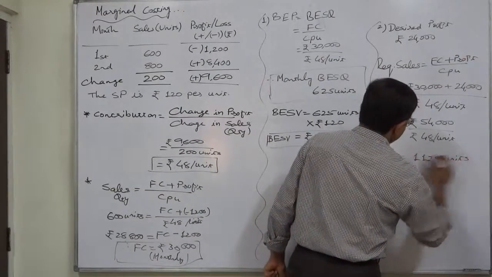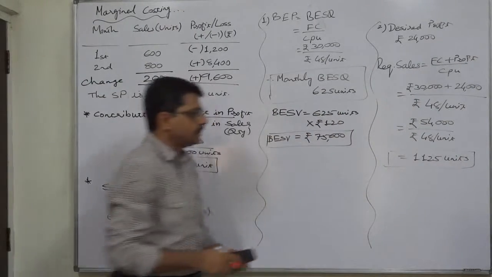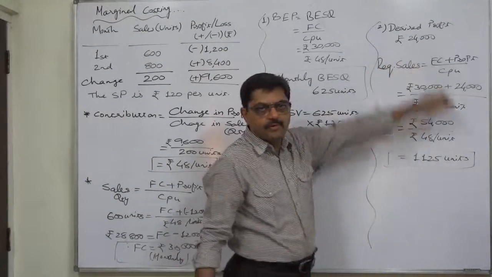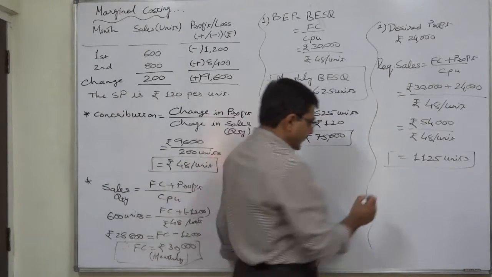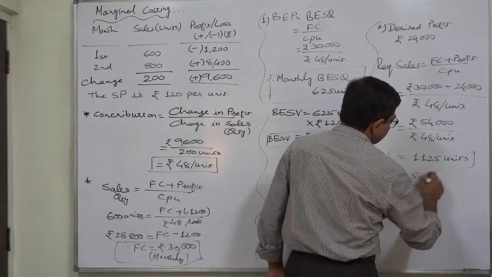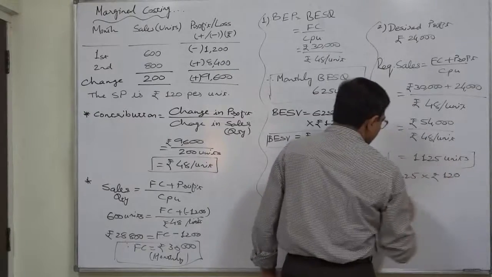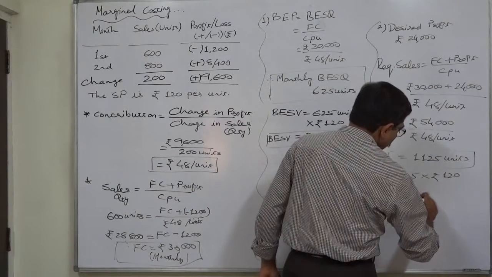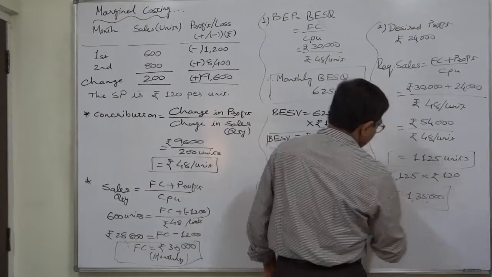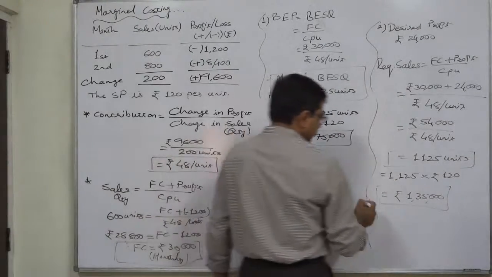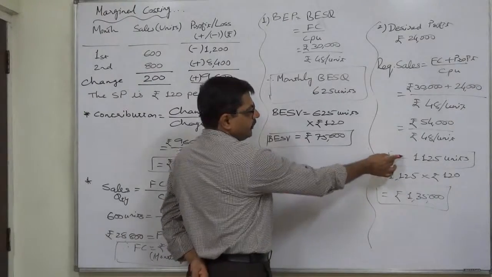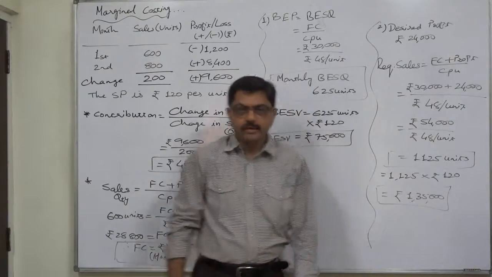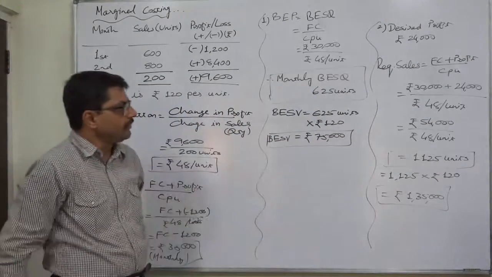So the required sales come to 1,125 units. That means only if the firm is able to sell 1,125 units per month, then only the monthly profit can be rupees 24,000. And these 1,125 units are to be sold at the rate of rupees 120 per unit. So the firm has to earn a sales revenue of rupees 1,35,000. This is required sales in terms of quantity or volume. This is required sales in terms of value if the firm desires to earn a monthly profit of rupees 24,000.